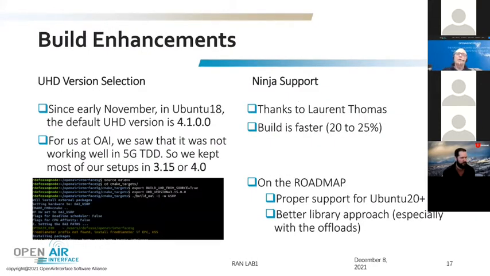Build enhancement: that's one of the things that we will talk about during lab one. You are able to select which version of UHD to install. Why we did that: in early November, in Ubuntu 18, the default UHD driver was changed to 4.1. And for us at OAI, we saw that it was not working well in our 5G TDD. So we kept most of our setup at 3.15 or 4.0. That means that at installation, you are able to select which version of UHD you install from source.